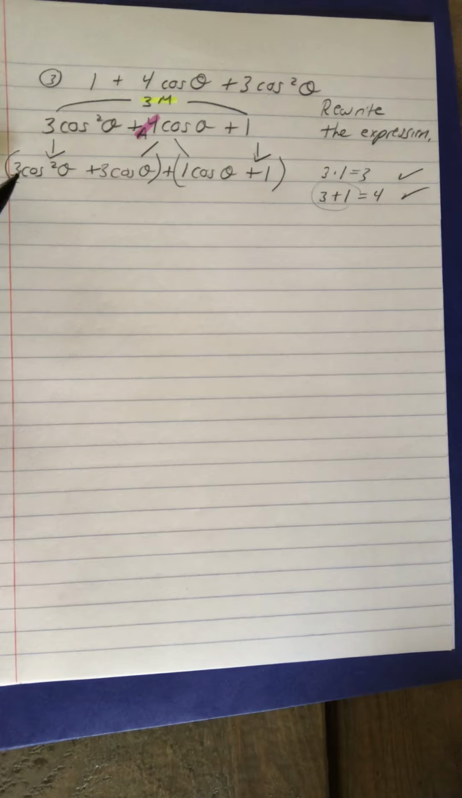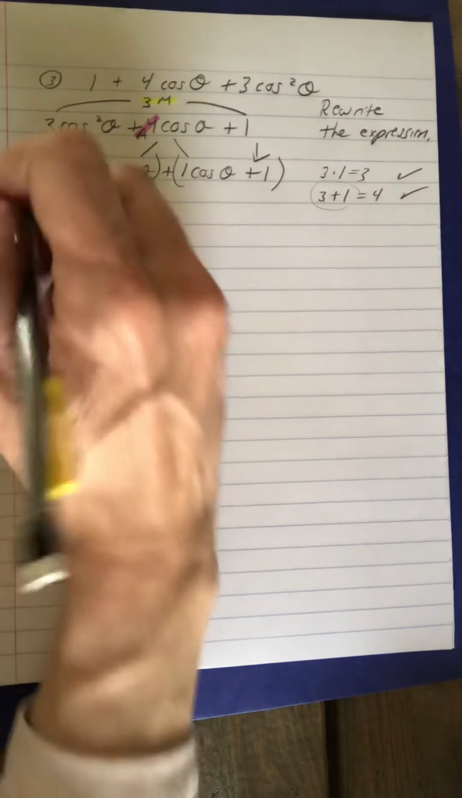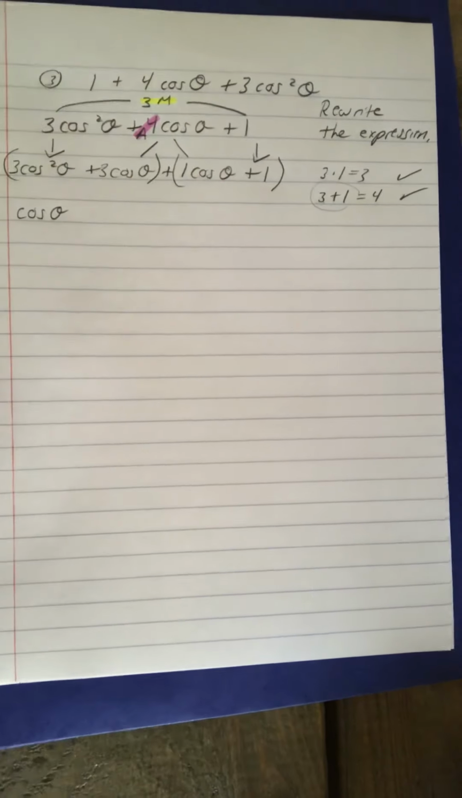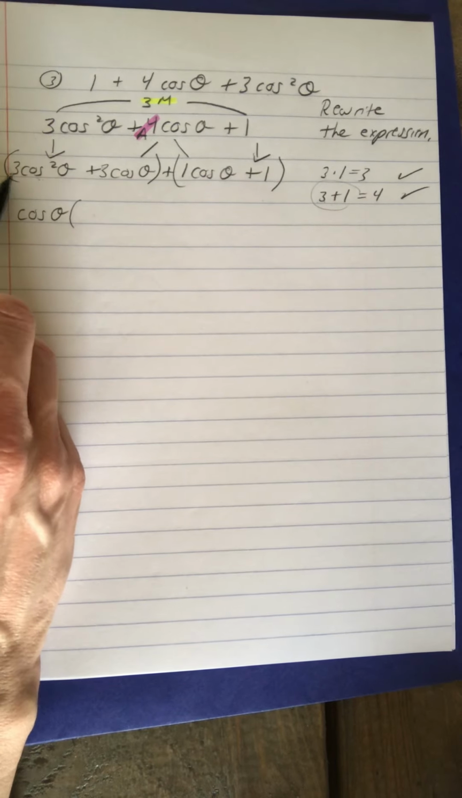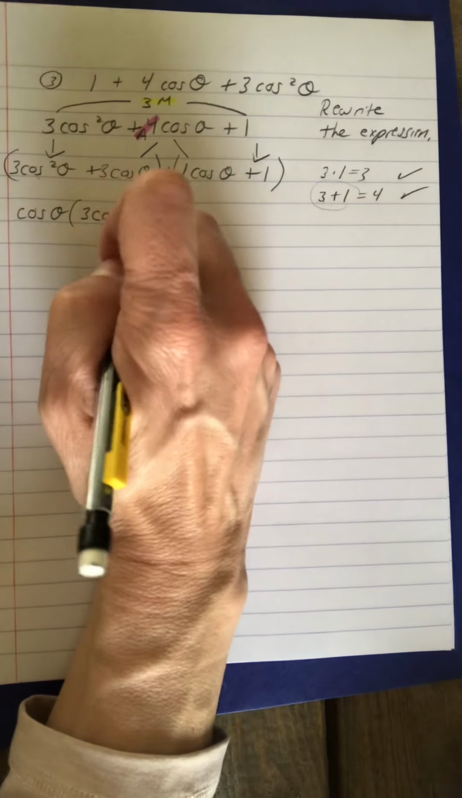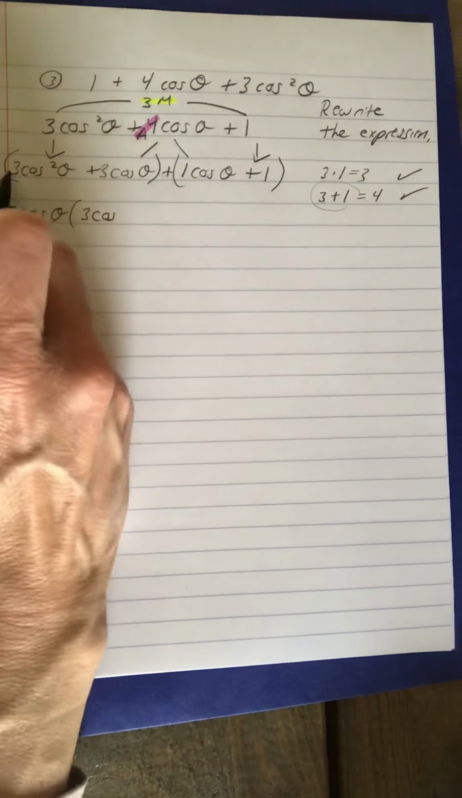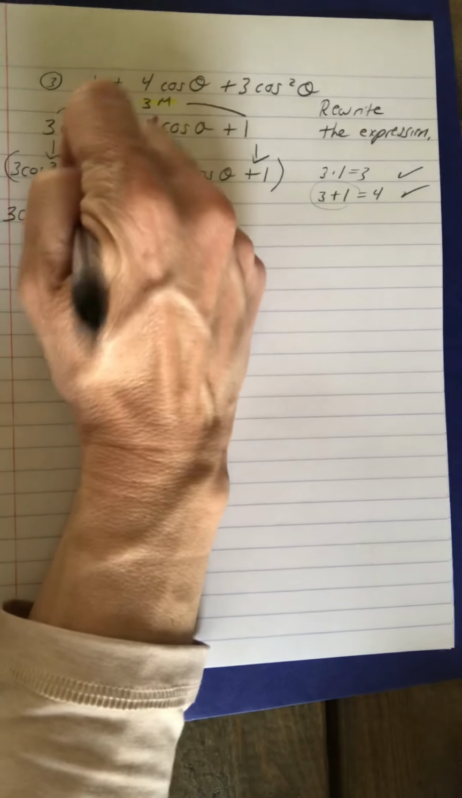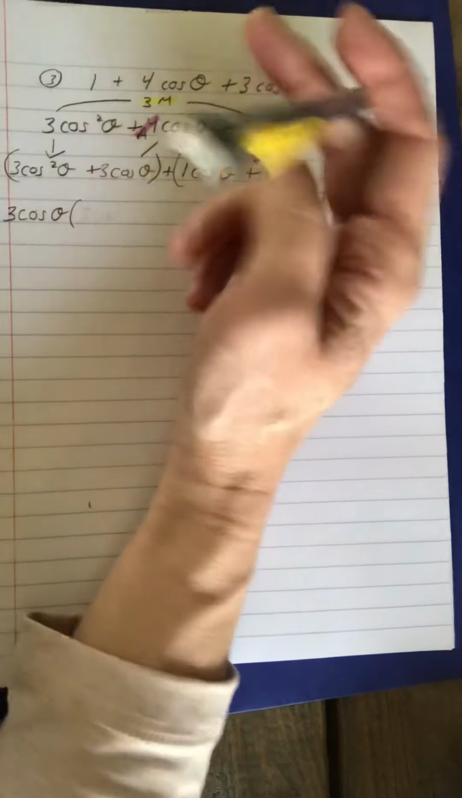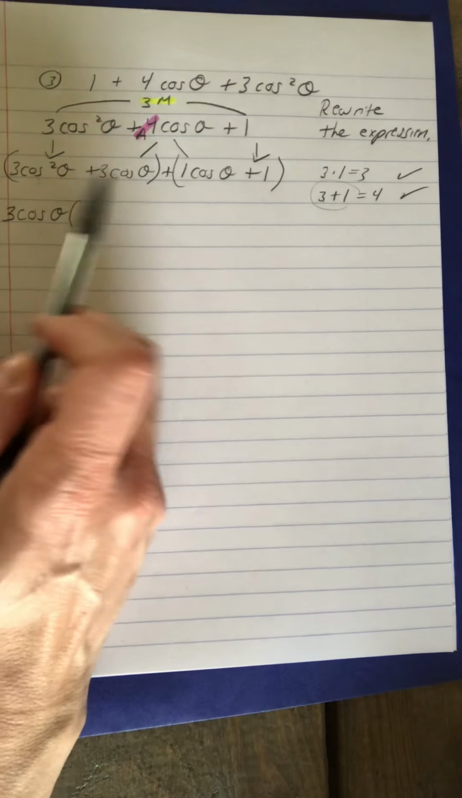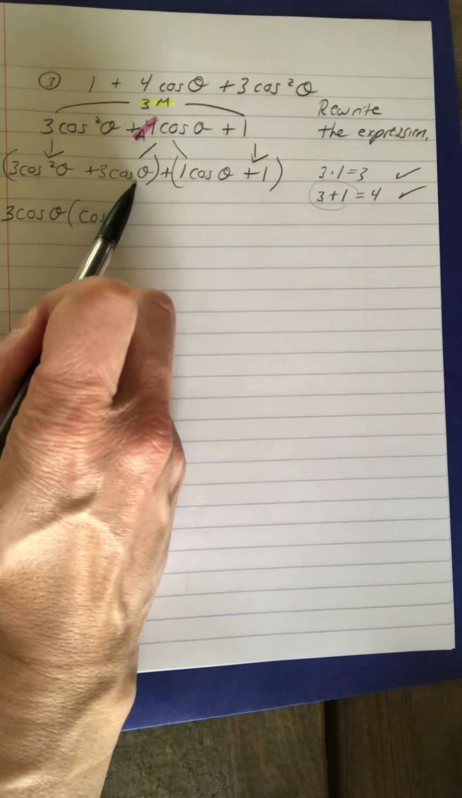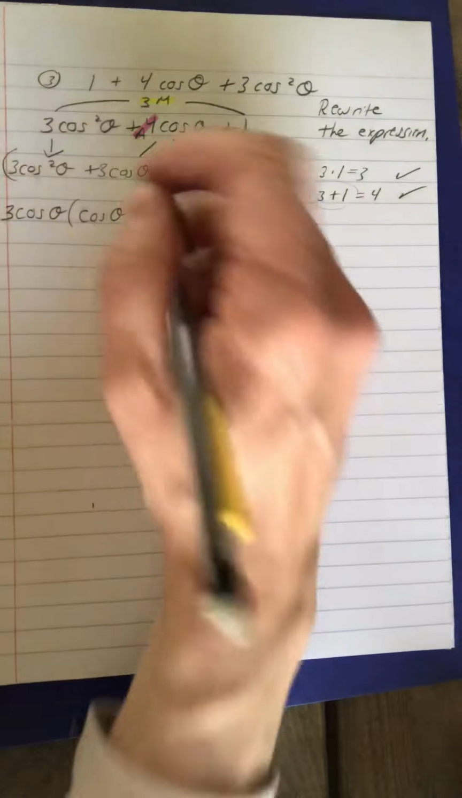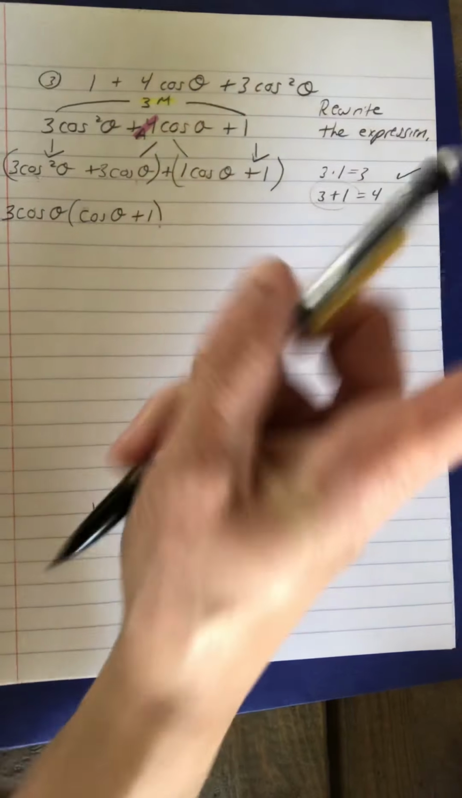If I look at my first group, they share a cosine, so I'm going to factor out a cosine theta. Here I have two cosines, so one still remains. Oh wait, I need to factor out a 3 too, because both of them had 3. Sorry guys. So if I factor, we have a common 3 and a common cosine. But because this had two cosines, one of the cosines will remain. Now if I factor out a 3 cosine here, 1 is a factor of everything, so I'm going to have a +1 that remains.